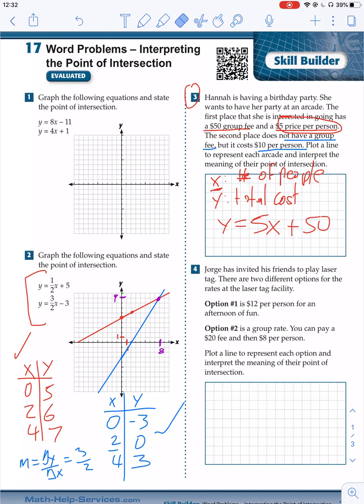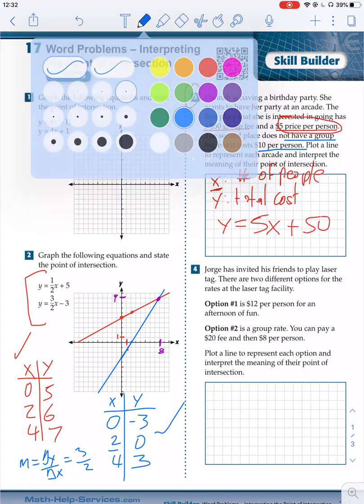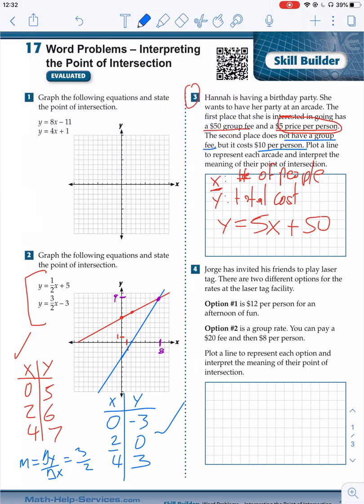Now in the case of the second one, there is no reservation fee, so let's do this in blue, but the cost per person is more expensive. Instead of 5, it is 10, and again you multiply 10 by x depending on the number of people who will be visiting.